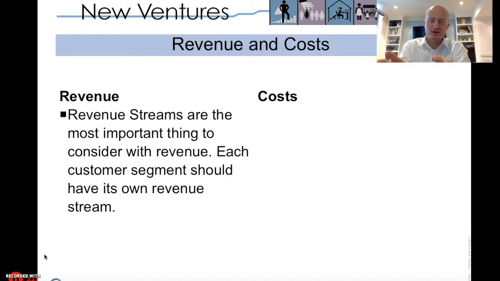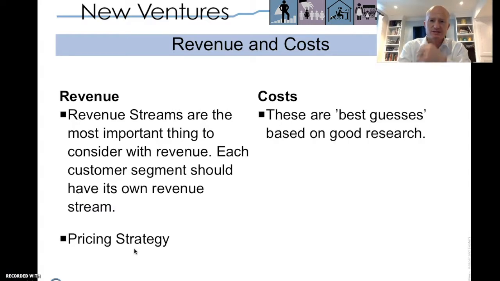Don't just come up with a price for your product. You want to think about each customer segment and what that revenue stream is, and their pricing strategy, and your pricing strategy for that revenue stream. Okay, now costs.